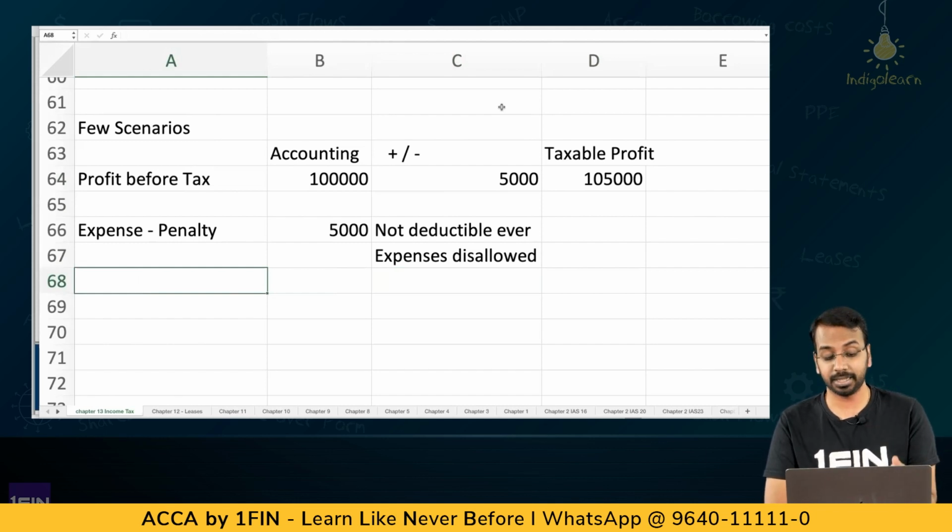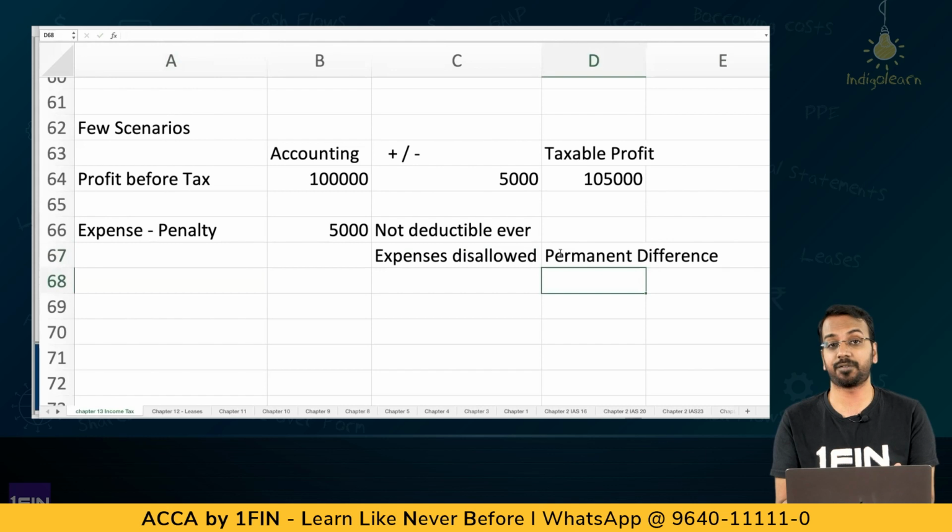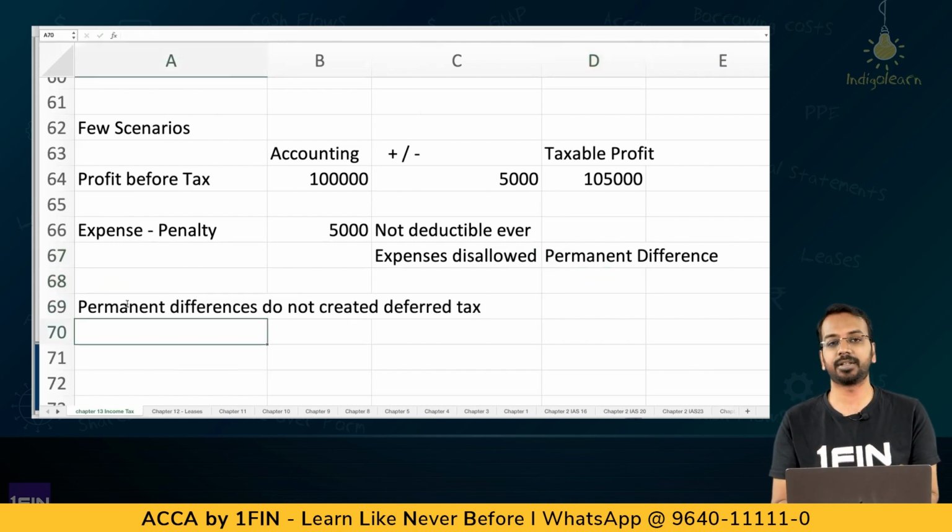So there is a penalty related expense which I am not able to deduct neither in the current year nor in the future period. That is called a permanent difference. Meaning to say, these kinds of differences are permanent. There is no question of a deferred tax angle for this, because neither is it allowed today nor will it be allowed in the future. So permanent differences do not create deferred tax impact.